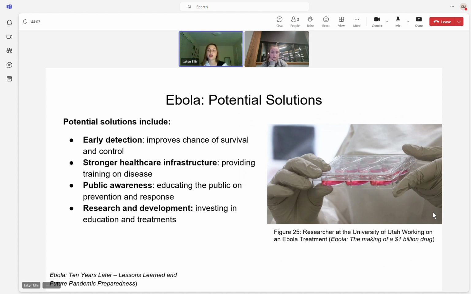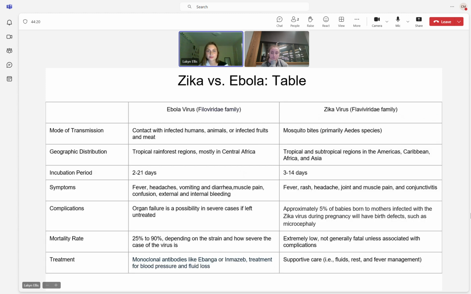On this picture on the right, it shows a researcher at the University of Ohio working on an Ebola treatment. And it is quite expensive, so that is probably why we don't have a treatment for it yet.